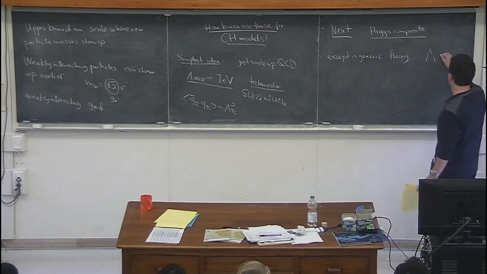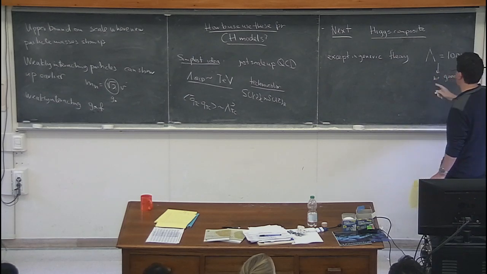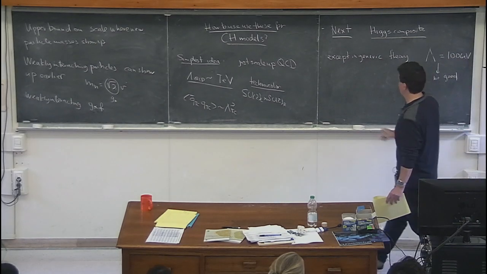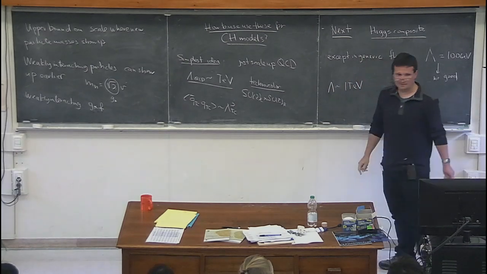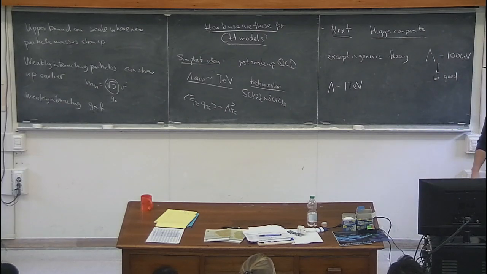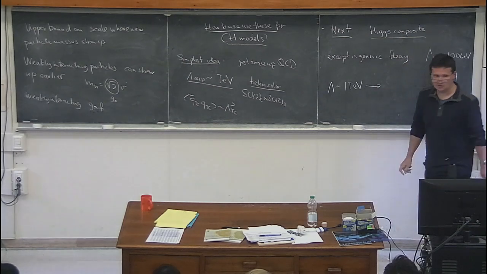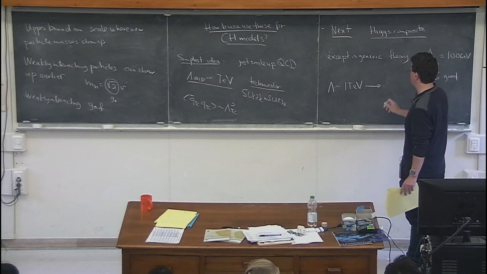So either lambda is 100 GeV, so that's no good, because it's already excluded by LEP, by the Tevatron, by many experiments. Or lambda is 1 TeV, but that's also not good, because the Higgs is not 1 TeV. So then the idea is to say, okay, very good, the Higgs is not one of the generic composites. It has to be much lighter than the scale of compositeness, so I will make the Higgs a Goldstone boson.